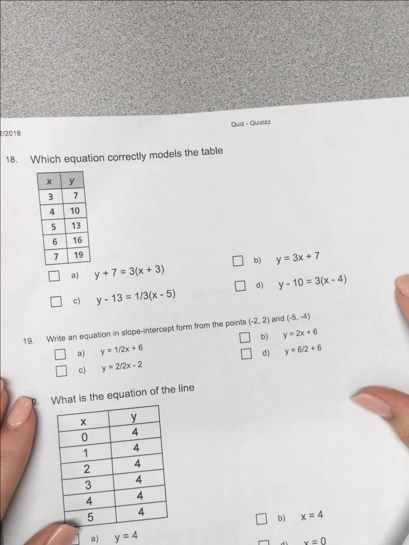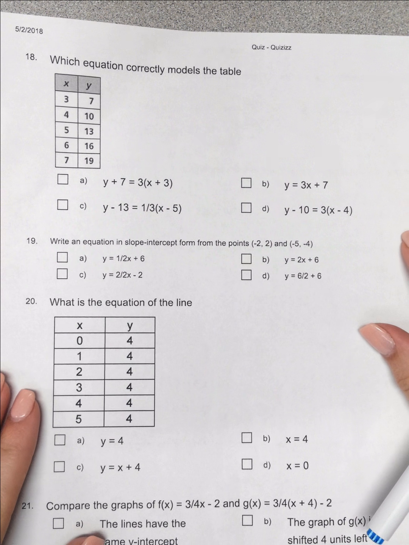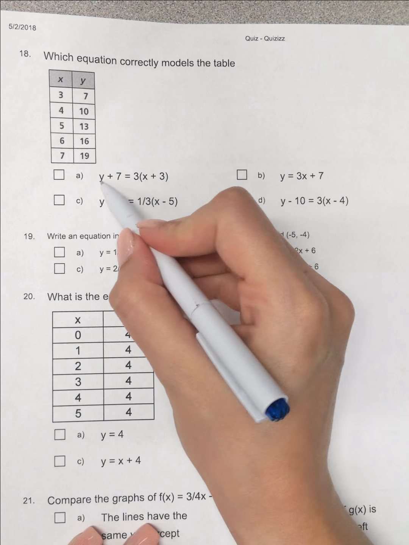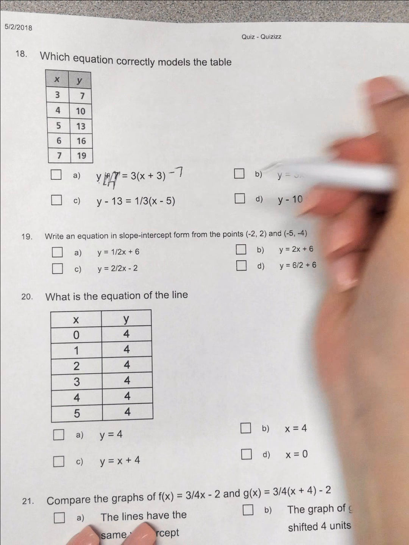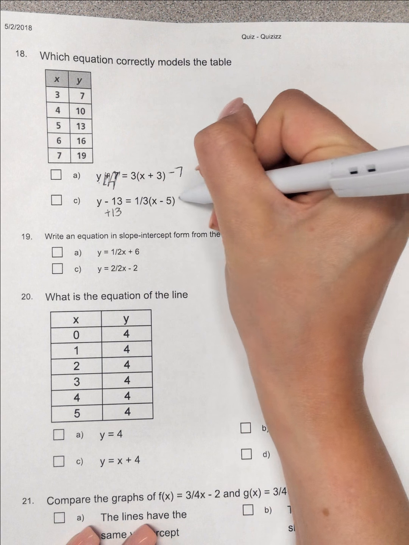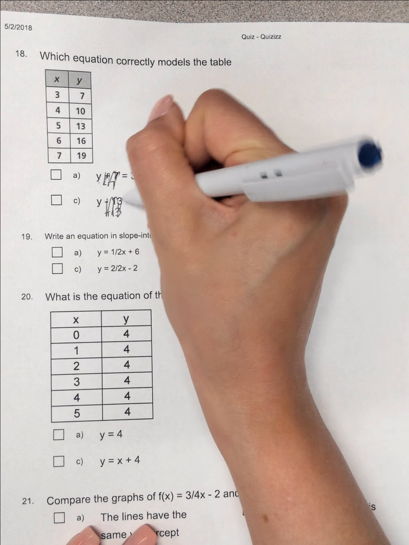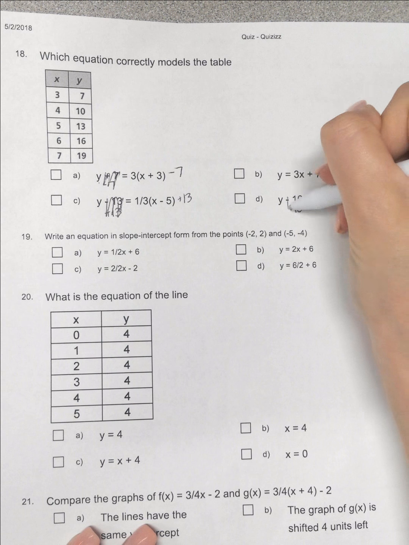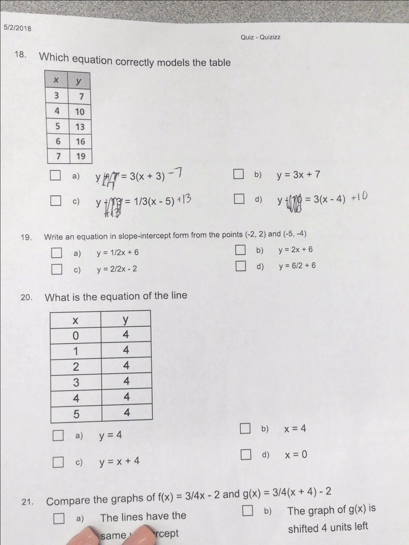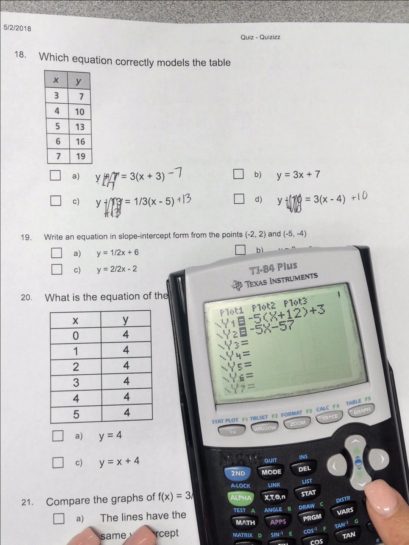Which equation correctly models the table? I am all about plugging things in your calculator. So to get this y by itself, I'm going to subtract the 7. That goes away. This one, I'm going to add the 13, add the 13. This one, I'm going to add the 10, add the 10. And that one's already solved for y. So we can just plug it in our calculator and see which one matches.